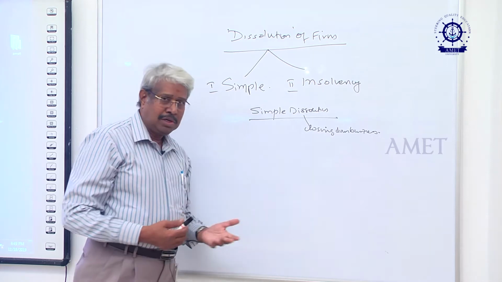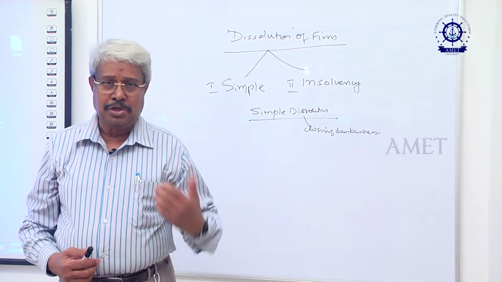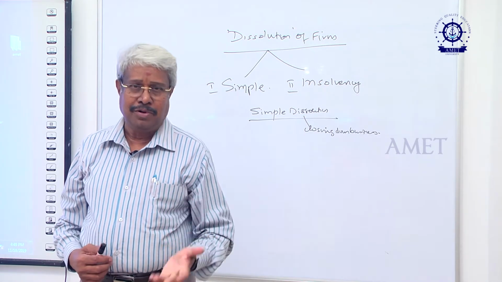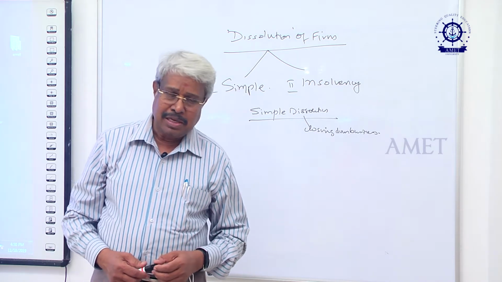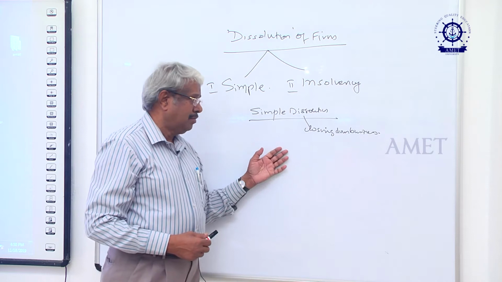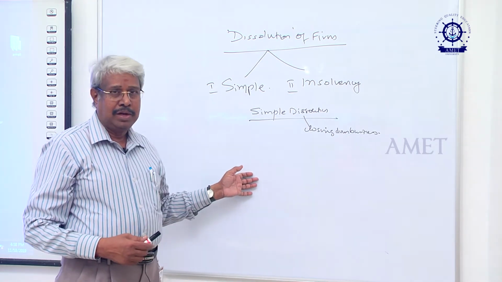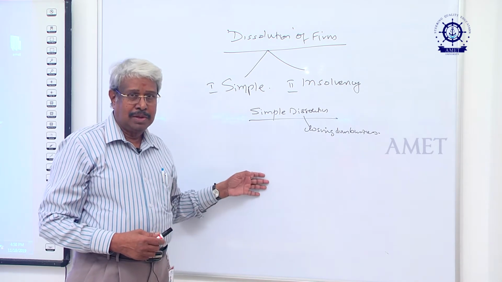So at the time of closing down of the business, already we have seen in the last semester that at the time of admission of a new partner, at the time of retirement of a partner, at the time of death of a partner, what are the procedures to be done in the accounting process? So in the same manner here, in the partnership firm, when they want to close down the business, what are the procedures in accounting concepts? What are the steps that are involved in the accounting process?